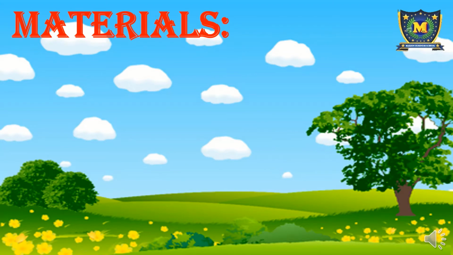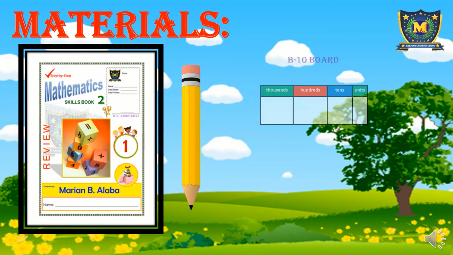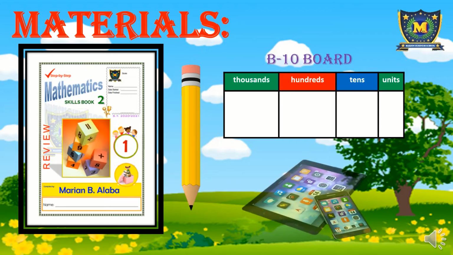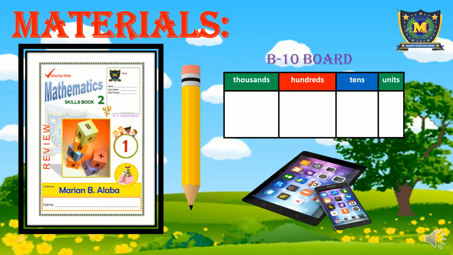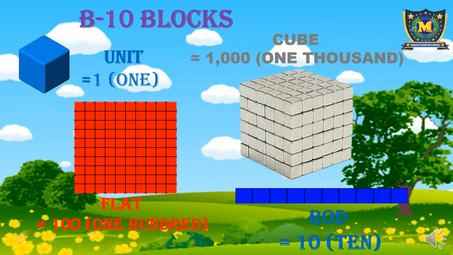Materials. These are the materials you need for this lesson. You need this workbook, a pencil, the base ten board, and of course a tablet or a cell phone. And you also need these base ten blocks. So you need a unit, a cube, a flat, and a rod.